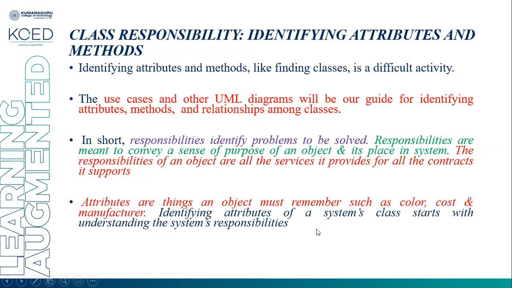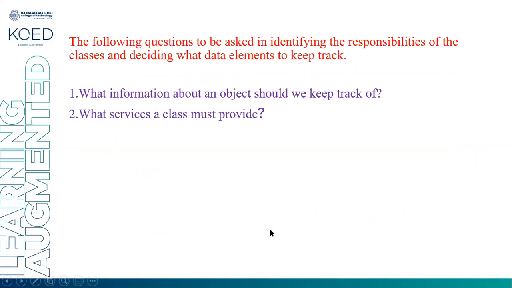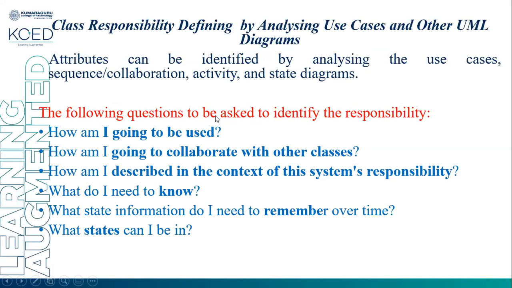Identifying an attribute of a system class starts with understanding the system's responsibility. To identify attributes, first you have to understand the responsibility of the system. The following questions are to be asked in identifying the responsibility of the classes and deciding what data elements to keep track of. So we have to answer these questions. First one is: what information about an object should we keep track of? What kind of information do we keep track of about the object? Second question is: what services must a class provide?